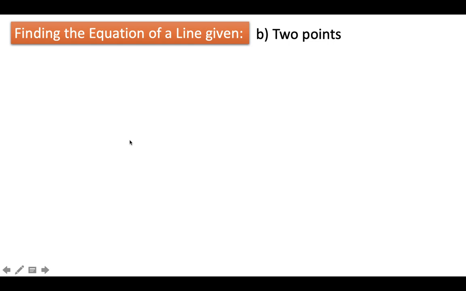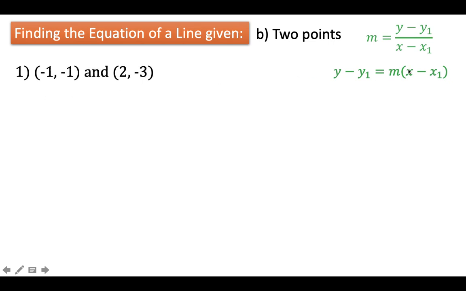Now, how about if 2 points are given? How are we going to find the equation of a line? So at this moment, we need two formulas. The formula in finding the slope and the formula that we used a while ago, the point slope formula.